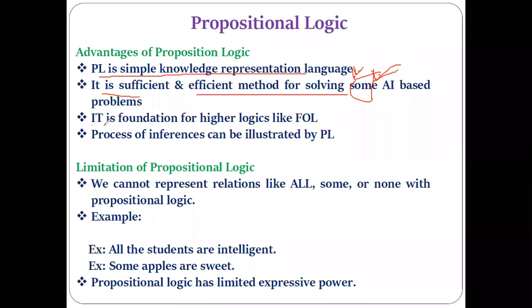Then next one, it is the foundation for higher logics like first order logic. What do you mean by the foundation for higher logic? Means what? The next kind of logic representation we are going to see, that is first order logic. Now, in order to see the representation of knowledge using first order logic, we have to take the help of the propositional logic also. That is also one of the advantages. Getting the third advantage?